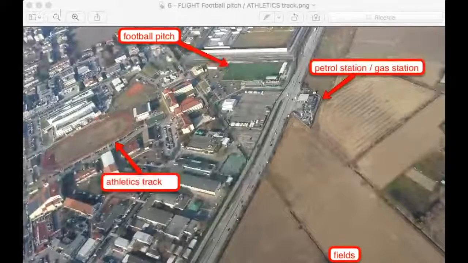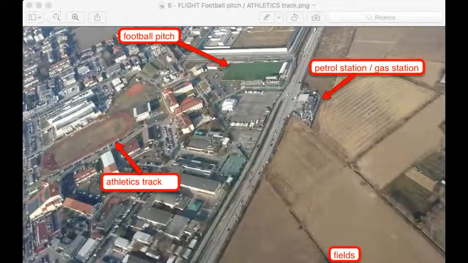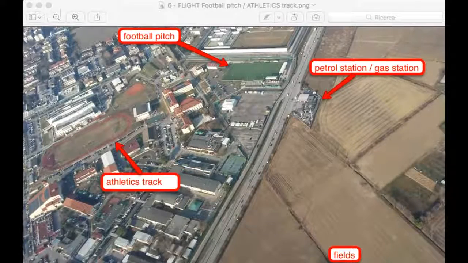Okay, so here we have a picture of a football pitch, then an athletics track. It's not really recognizable from a distance, but this is actually what we call in British English a petrol station, or I think the Americans call it a gas station. And this is in the countryside. On the right-hand side of the picture, we see a lot of fields, whilst on the left-hand side, it's a built-up area, so it's a small town.